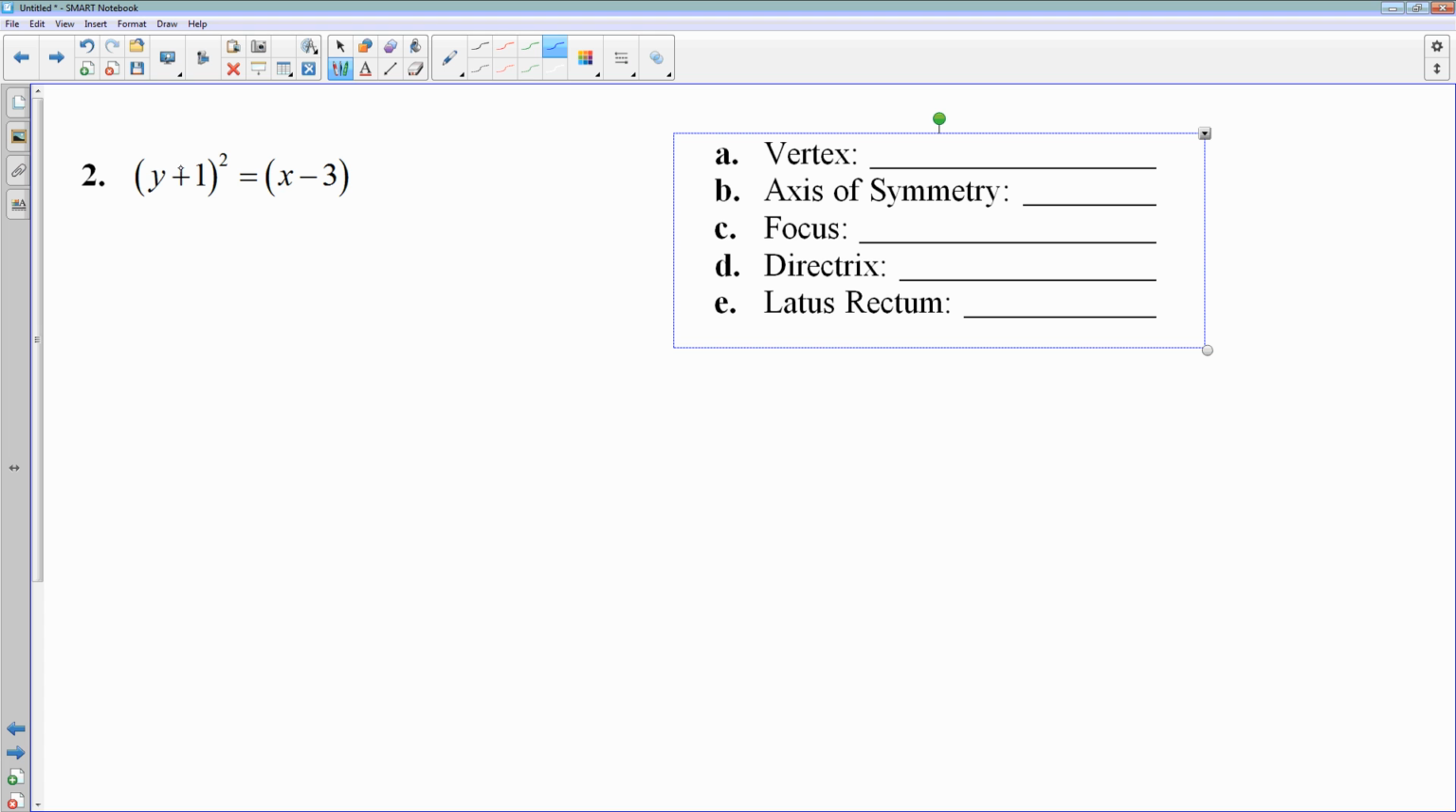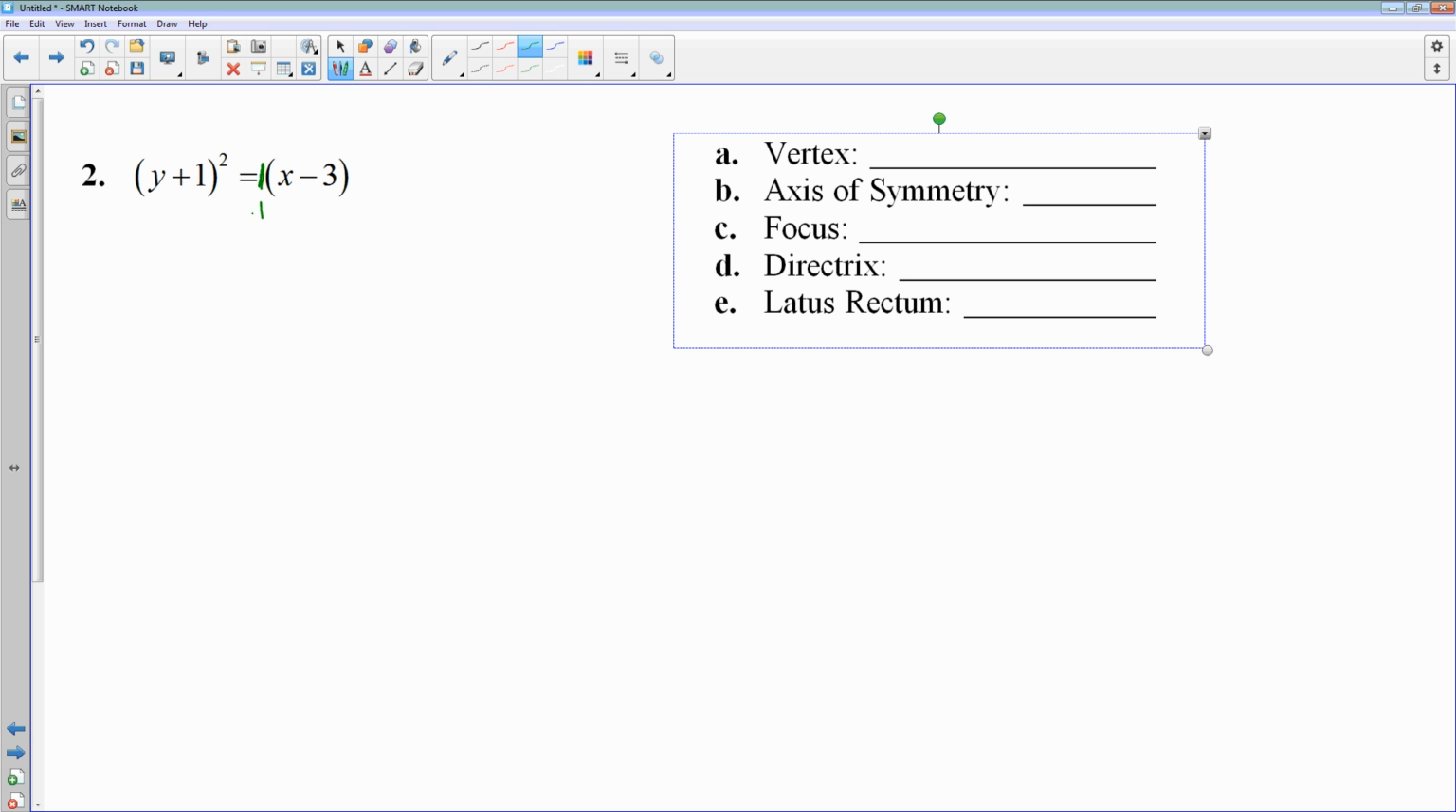Let's try this one. This time y is being squared, and if y is being squared, that means we're going to open either left or right. I don't know if this one is going to be tricky or not, but there's no number in front of the x. So I'm going to put a 1 just because I like to see a number.